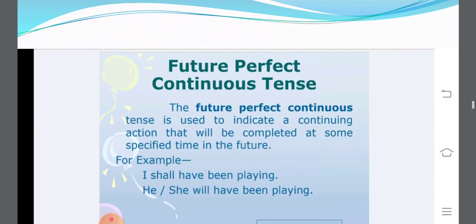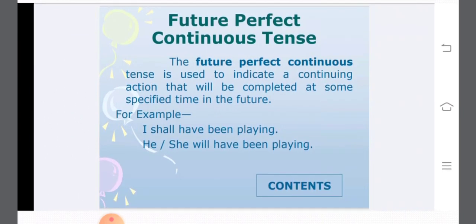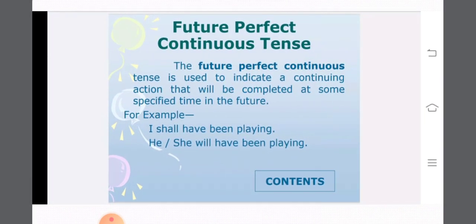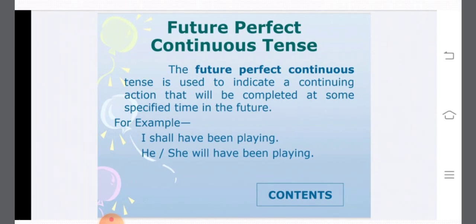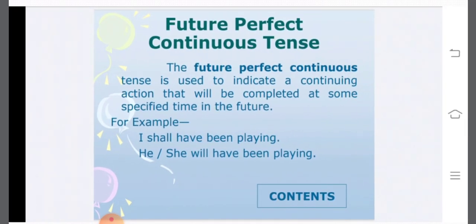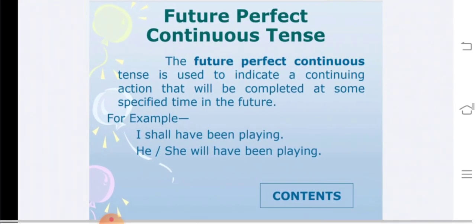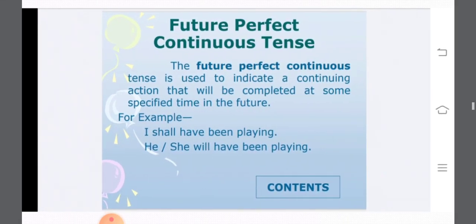Now future perfect continuous. The future perfect continuous tense is used to indicate a continuing action that will be completed at some specified time in the future. For example, I shall have been playing, he or she will have been playing. So this was the future, the four divisions of future and their uses.